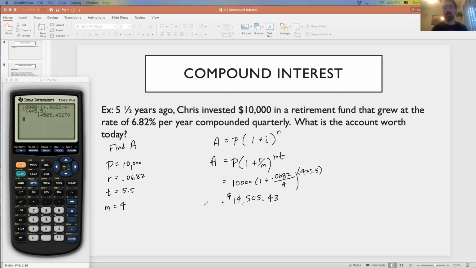All right, that's how we use that compound interest formula. We'll see some additional examples in the next video to where we're not just finding A, but we can use the formula to find the original principal. We can find the interest rate. We can also find the time.